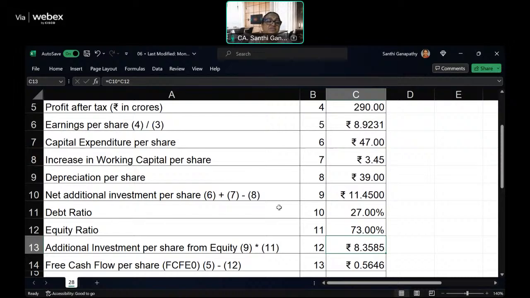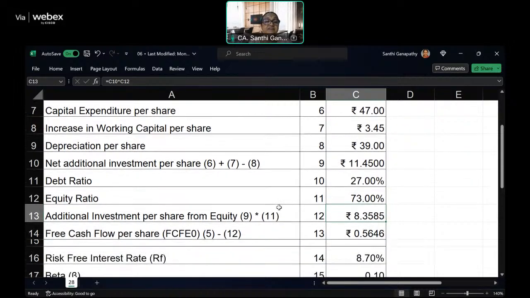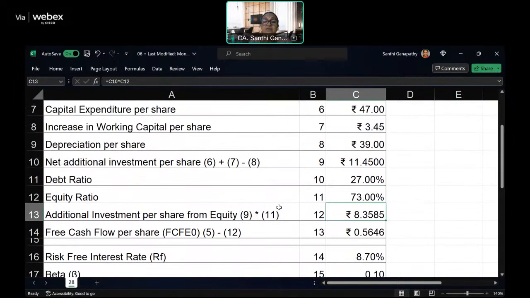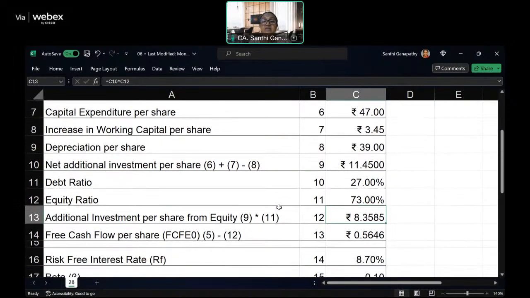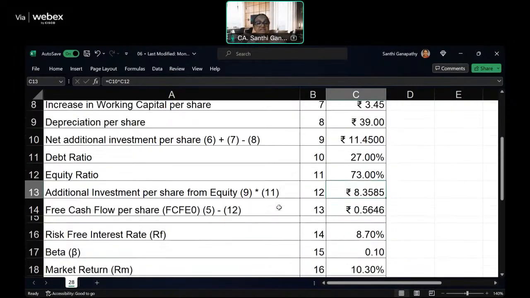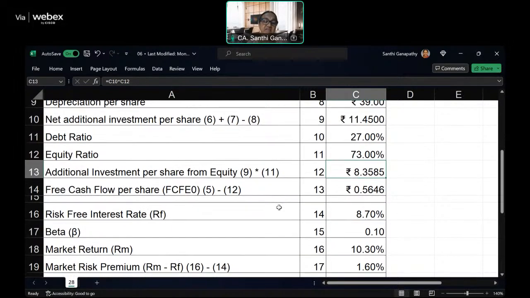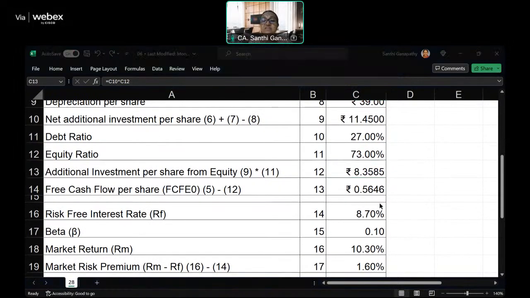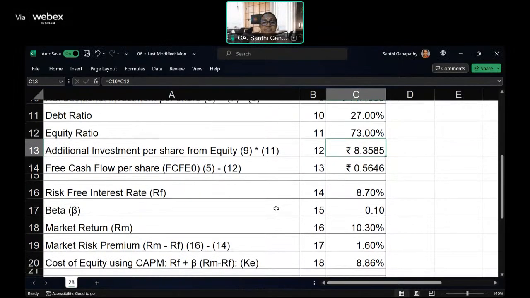Now, once we have the free cash flow, we can find the value of the share, for which we require D1 divided by KE minus G. G is given straight away in the problem. G is given to be 8%. KE, you see. So what is my KE?